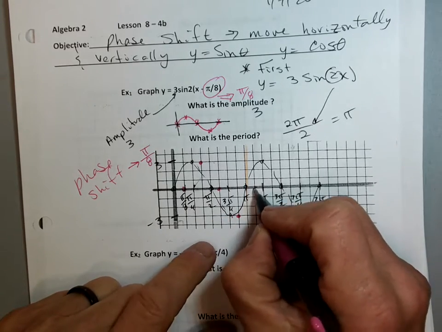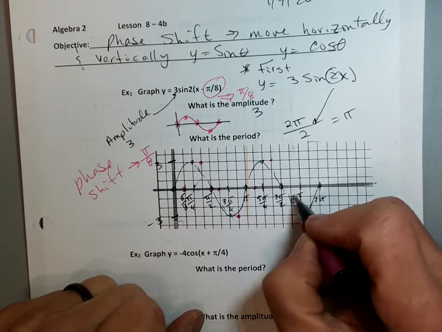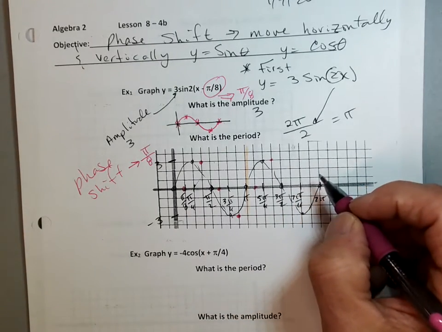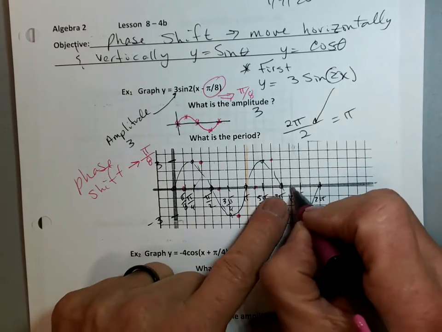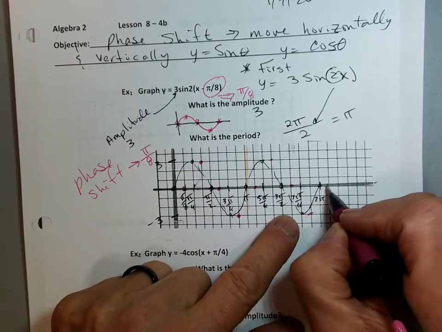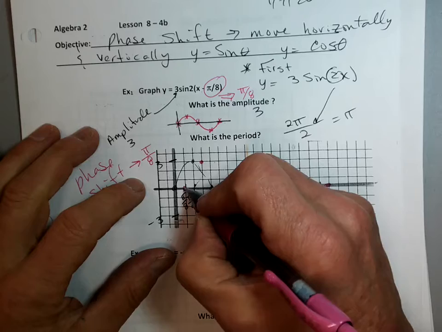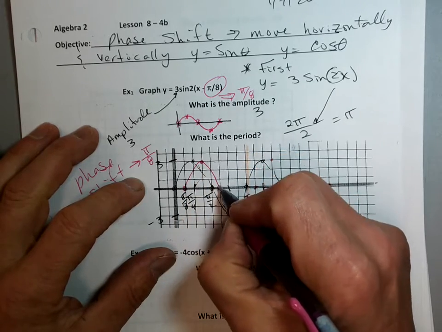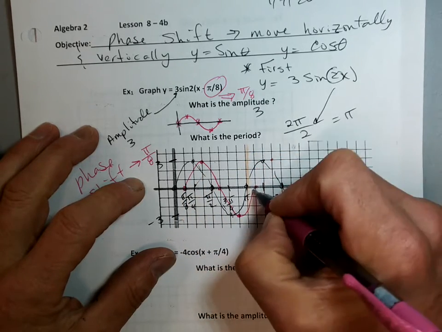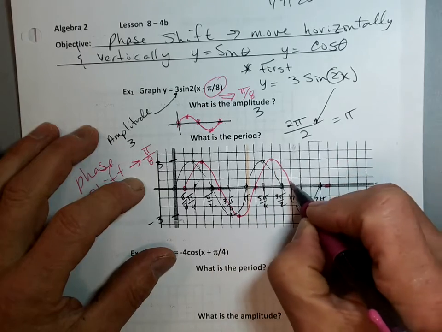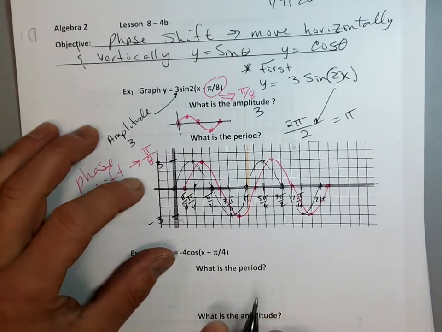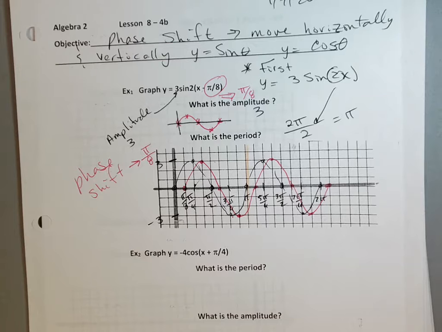Okay, so I'm taking every one of my important points, and I think these 5, the x-intercepts and the maxes and the mins, are my important points. Okay. Now, all I've got to do is just draw it in. There's my sine curve. I've got 2 of them, don't I? It goes from 3 to -3, and I shifted it pi/8.